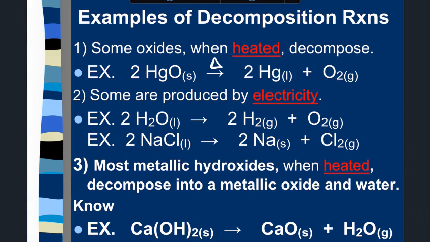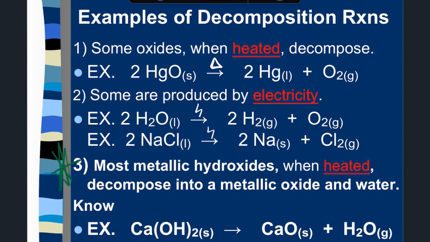Some are produced by electricity. So you could have water, and if you add a little spark of electricity, which we can use a lightning bolt for, it breaks apart into hydrogen and oxygen gases. Or perhaps we take that salt that we synthesized in the previous reaction, a synthesis reaction, and if we add a little spark of electricity, we could break it back apart into the two elements that make it up, sodium and chlorine.